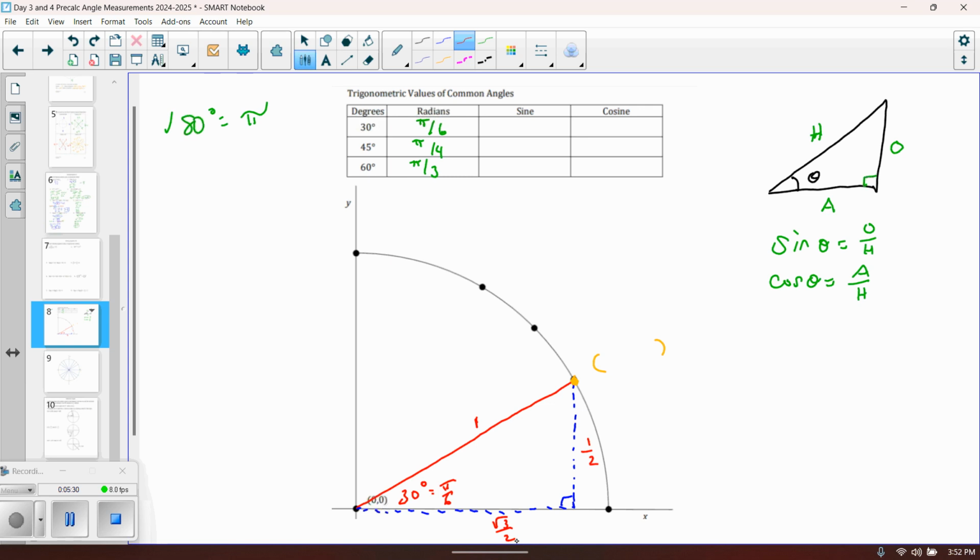Actually, let me fill in the ordered pairs first. The x is going to be square root of 3 over 2, and the y is going to be 1/2, just looking at our triangle. The sine of pi over 6, or 30 degrees, is the opposite side, which is 1/2, over the hypotenuse, which is 1. Well, when you divide something by 1, it's what the numerator is. So 1/2 over 1 is 1/2. So the sine of pi/6 is 1/2.